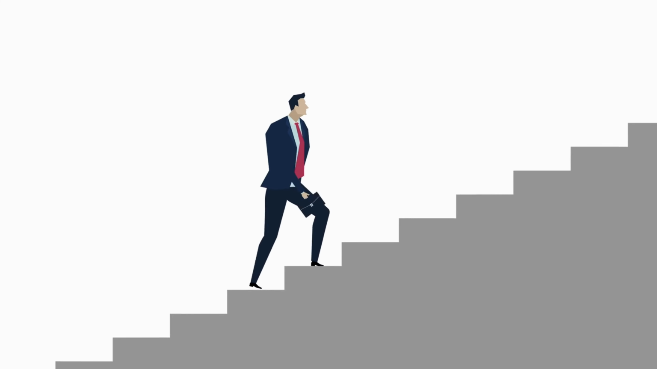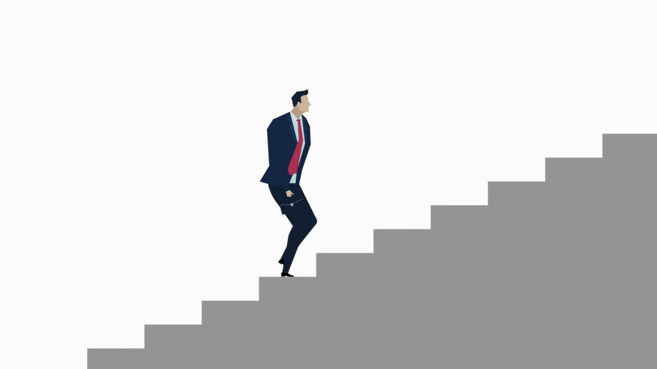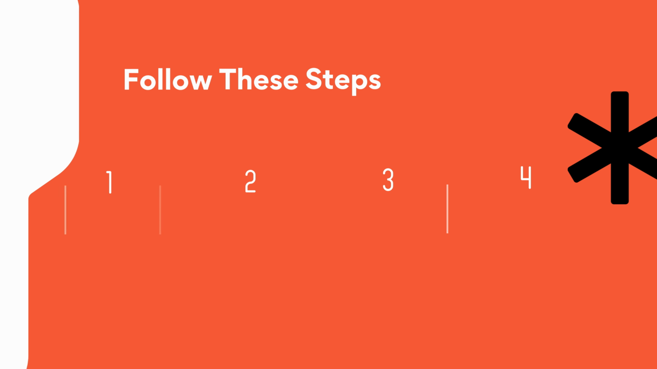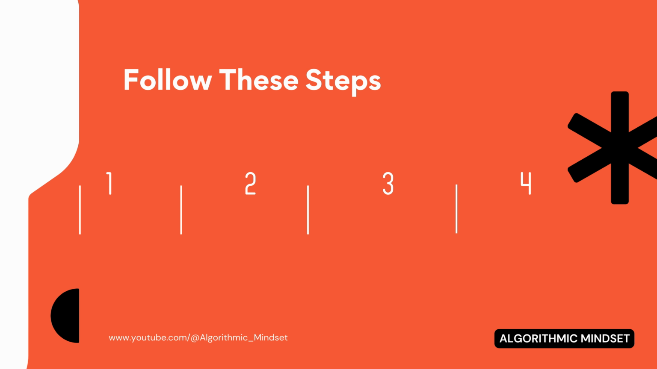So, in summary, the 4 steps to becoming a good coder are: 1. Decide what to learn based on your goals. 2. Choose the right programming language. 3. Learn the basics of that language. 4. Build projects to gain practical knowledge. Follow these steps, and you'll be well on your way to mastering coding.